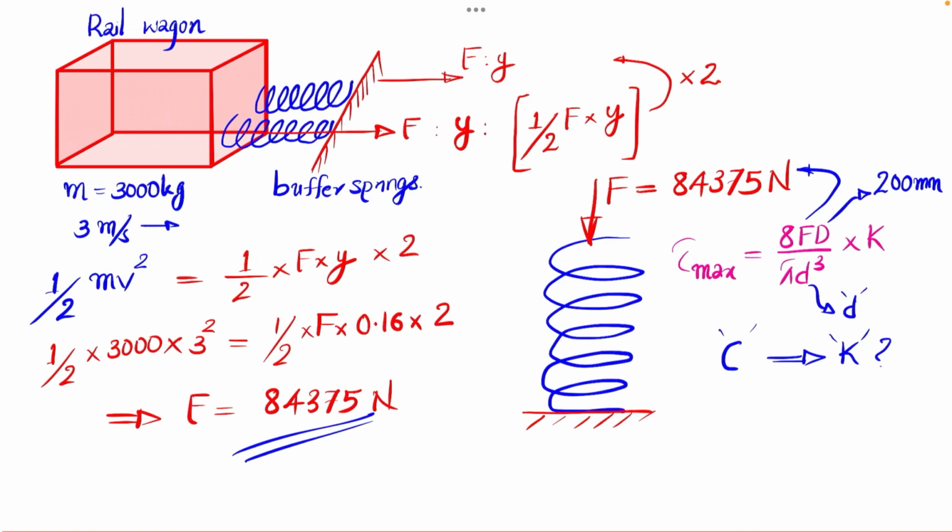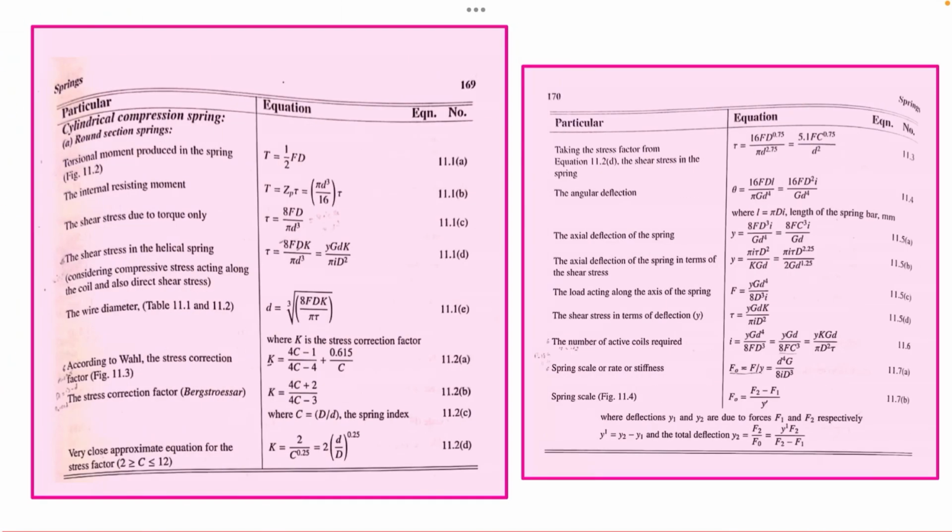Actually this K is a correction factor. In the previous video, we took the correction factor using the Wahl's shear stress correction expression, which is a function of spring index C, like 4C minus 1. Those equations you can see here. This is the expression for maximum shear, and in the previous case we used this expression. But in this problem we do not have any C value. Here we only have the value of capital D.